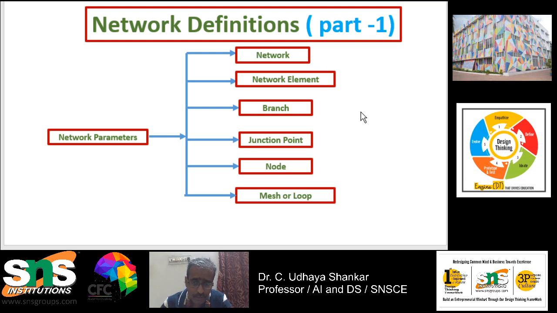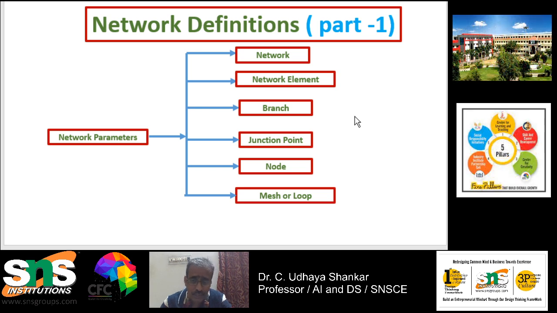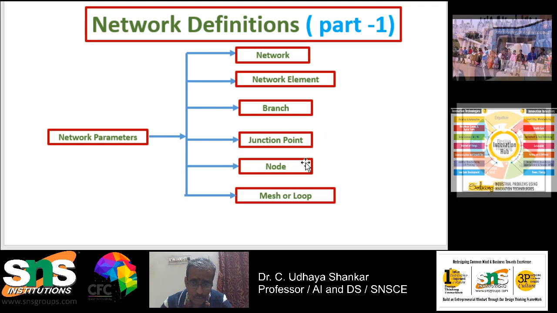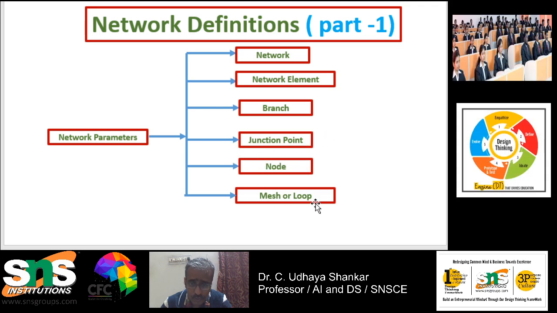It is not possible to discuss all the parameters in one video, so I have divided this video into two parts. In part 1, we will be discussing what is a network, what is a network element, and what is a branch. And in part 2, we will be discussing what is a junction point, what is a node, and what is a mesh or loop.